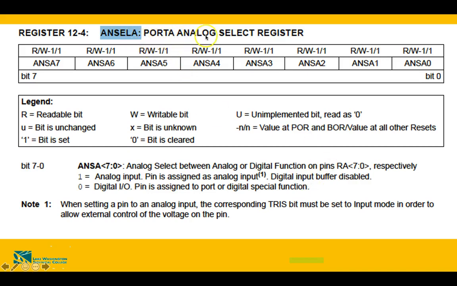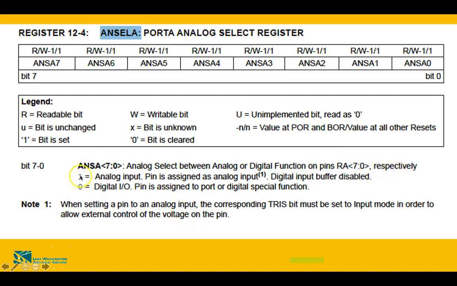So this is the port A analog select register, and again you can see that it is an 8-bit register, starting from ANSA0 to ANSA7. All these terms, R and W, are mentioned over here. What do they mean? Writable bit, readable bit, and all of these you can read on your own. So I'm going to read this: analog select between analog or digital function on pins RA, starting from 0 to 7 respectively.